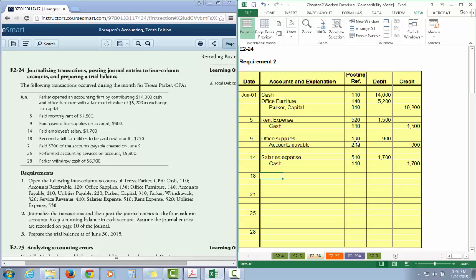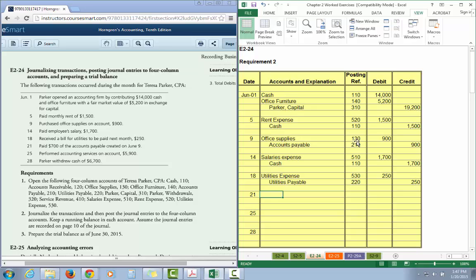All right. Then on June 18th, it said received a bill for utilities to be paid next month. So if we received a bill, we've used up some utilities. So we have a utilities expense, which they told us the account was 530 and it was $250, but we're not paying it yet. We're not going to pay it until next month. So it's not cash, it's a payable. So we have utilities payable, account 210 for $250.